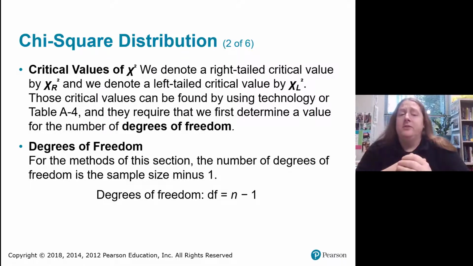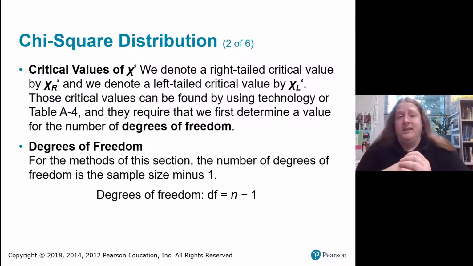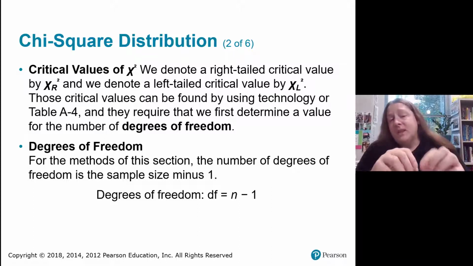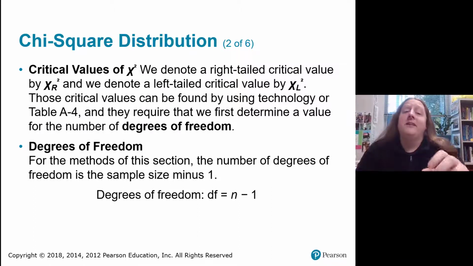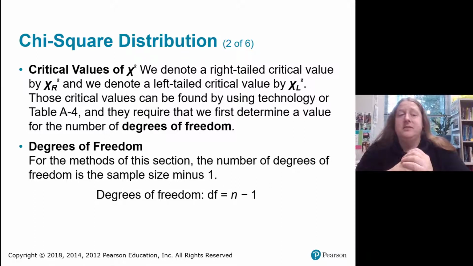So critical values of chi-square. When we're finding these, we're going to have a chi-square to the right tail for our right tail critical value. And we'll use a little subscript capital R to denote that. And we'll also have one for the left tail. So we'll use a capital L to denote that. So these critical values can be found using technology, but again, we're not going to focus on that.